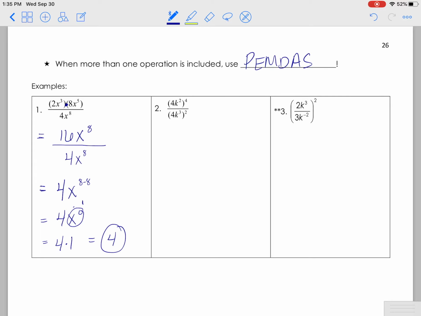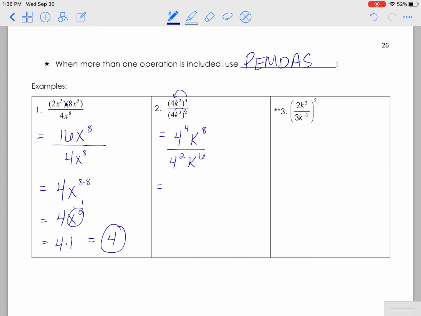Ooh, for number 2, we got our power rule. So I'm going to have 4 to the 4th power. So remember that power rule that we were working on a couple days ago? Then I have k to the 8th divided by 4 squared. So again, I'm applying that power rule. k to the 6, because we multiply.